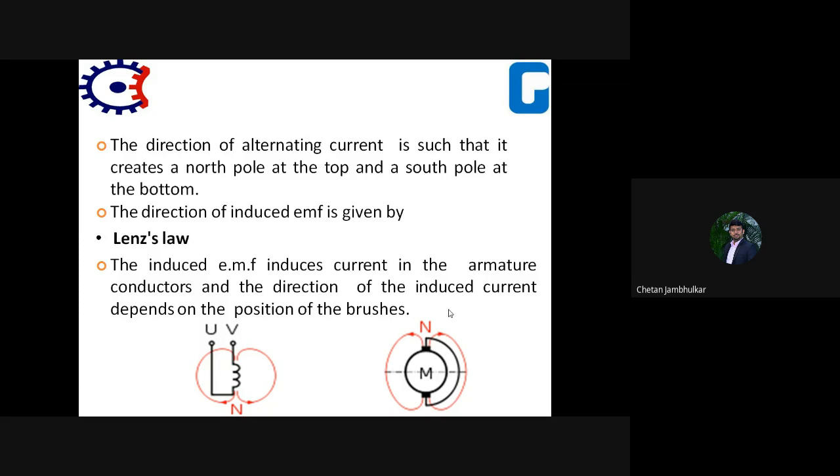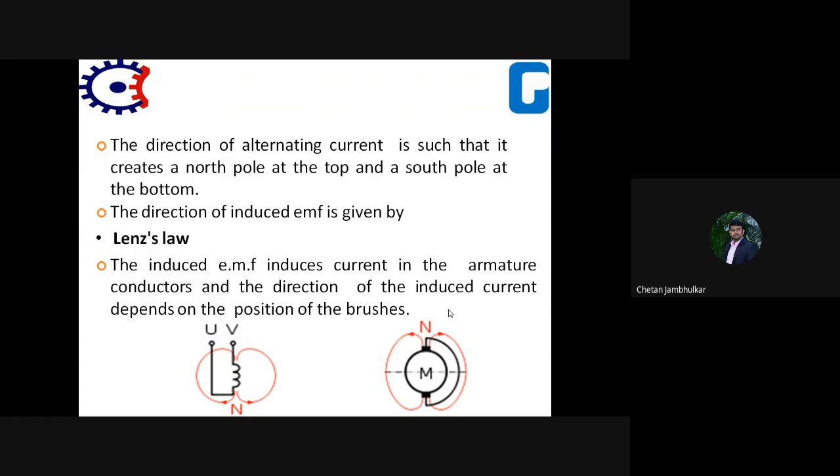So the direction of the induced EMF is given by Lenz's law. That means EMF induces current in the armature conductor, and the direction of the induced current depends upon the position of the brushes. These brushes are connected with the commutator, and the two brushes are short circuited, so current will pass directly through the other wire. With the help of Lenz's law, we can tell the direction of the induced EMF.